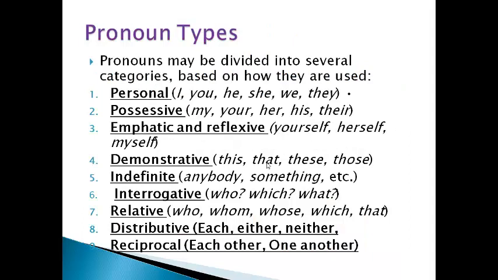Next, types of pronouns. We have nine types of pronouns: personal pronouns, possessive pronouns, emphatic pronouns or reflexive pronouns, demonstrative pronouns, indefinite pronouns, interrogative pronouns, relative pronouns, distributive pronouns, and reciprocal pronouns. These are the types of pronouns. Now we are going to discuss them one by one in detail.